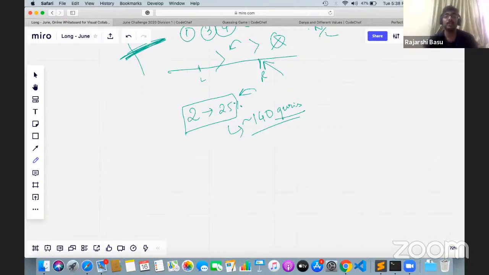So one thing that you might think is that maybe we can make the first query somewhat skewed and then try to make the other queries. But notice that in one of the two cases, you will be removing something much smaller than 25%. So this is why random tactics doesn't work here. If the judge was not adaptive and it was already fixed, then you might have said that okay, I query somewhere around here. Now I know that the chances of it being greater is more.